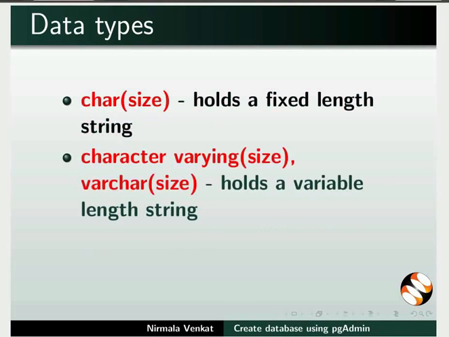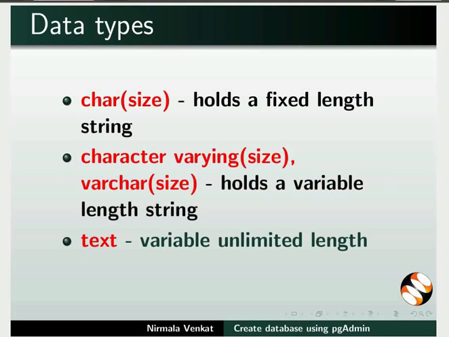Char and character varying represent string data type. Fields such as name, address, email are of string data type. Text is a string data type with unlimited length. Date represents date data type.